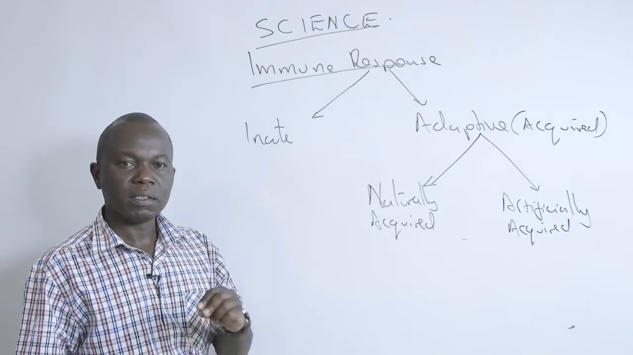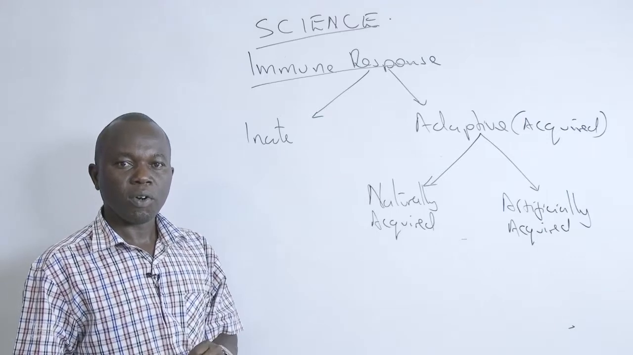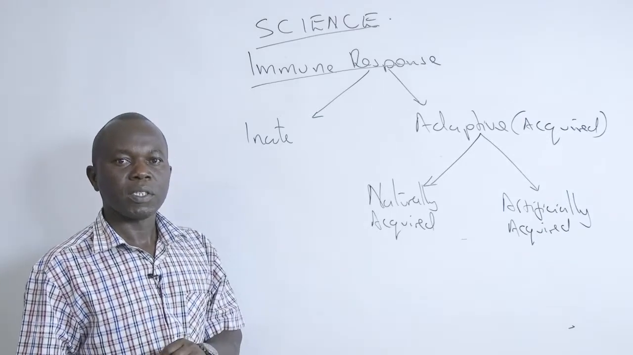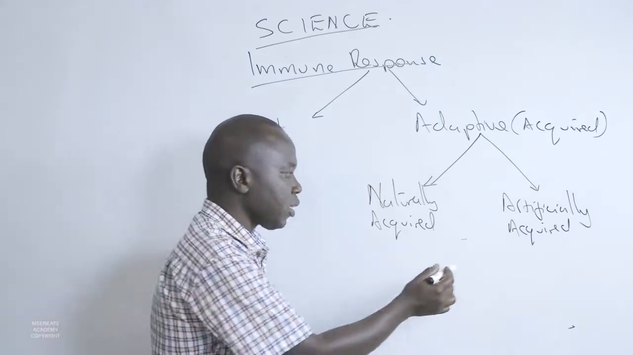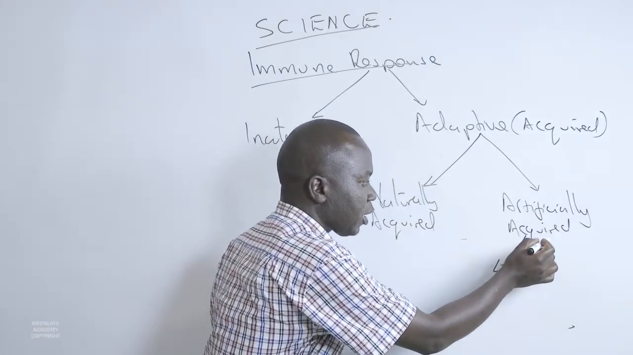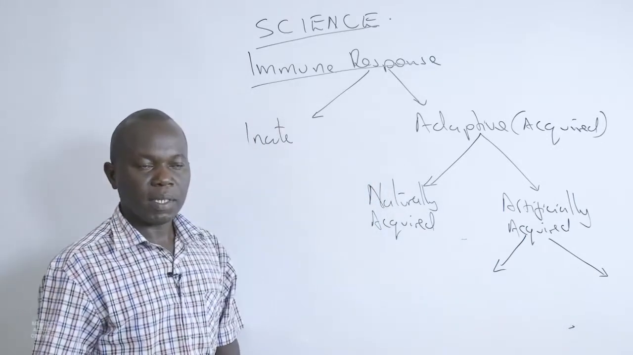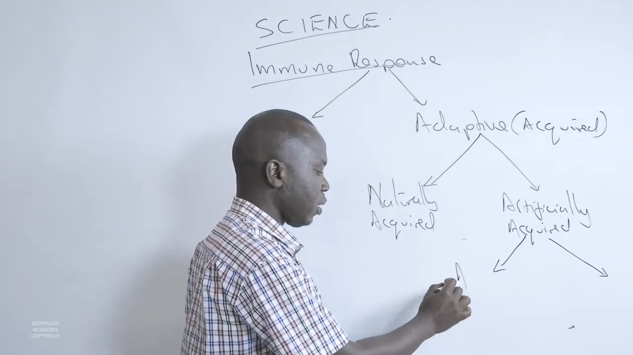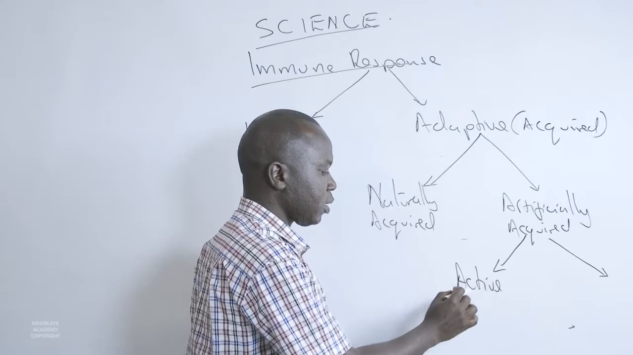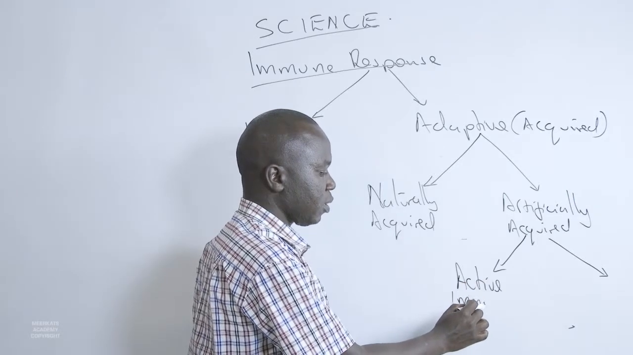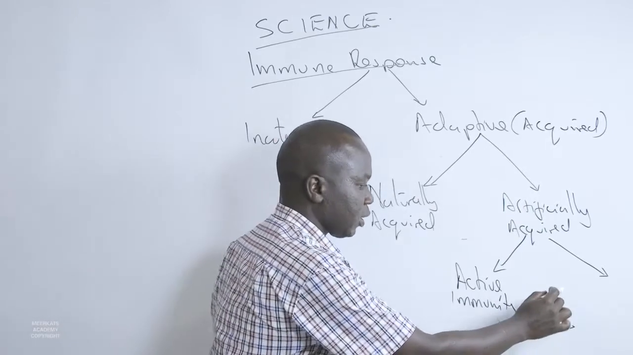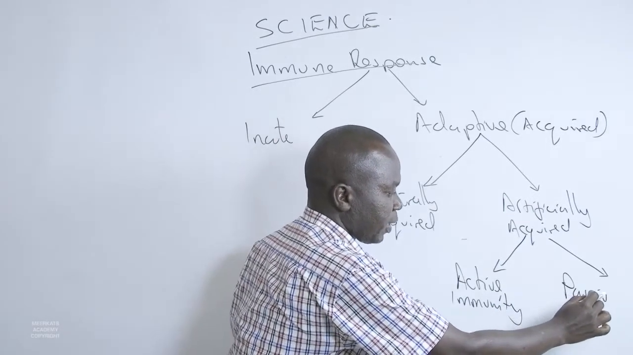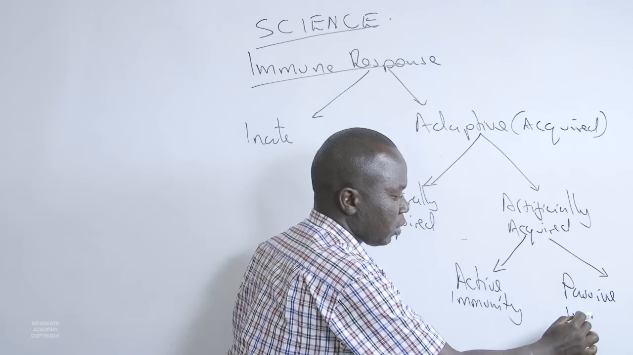For artificially acquired, we must have deliberate efforts of introducing either the pathogen in a weak form, called a vaccine, into a body, or we introduce antibodies from a different source into a body. So for that purpose, artificially acquired can be divided into active immunity and passive immunity.